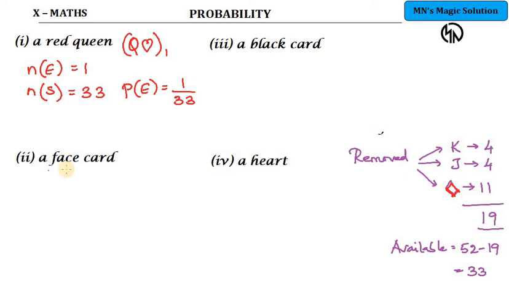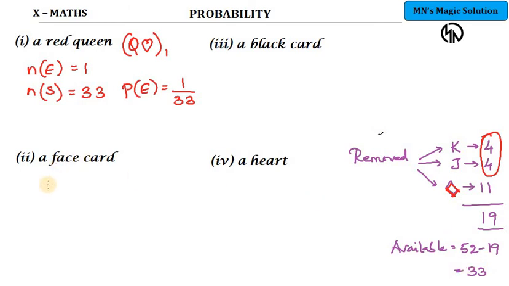Second subdivision, a face card. How many face cards are right now available? In this set of 32 cards, you will not have king and jack. So all kings and all jacks have been removed. Correct? So face cards, out of the 12 possible face cards, already 8 has been removed. And all diamonds have been removed. Along with that, that one queen would have also got removed. So totally 9 face cards are not available in this set.